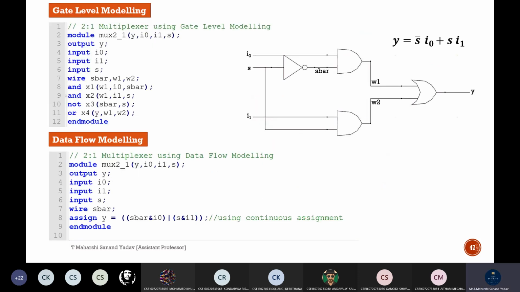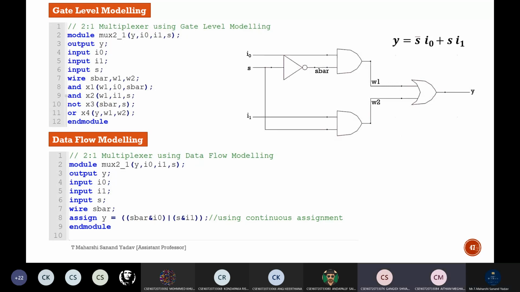Are you familiar with Verilog code, or any doubt still? Based upon the logic diagram and the notation that you are writing, in that manner only you write the Verilog code.